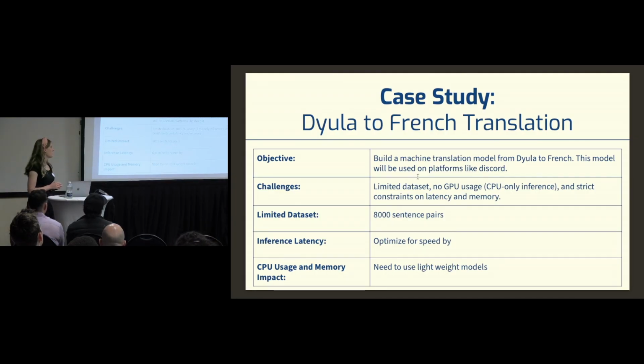The challenge, however, was that we had a limited data set. We could train on GPU, but we didn't have GPU usage for inference, only CPU inference. There were also quite strict constraints on latency, memory and a bunch of other things. The data set, like I mentioned, was very limited, with only 8,000 sentence pairs available. We had to optimize for things like inference latency, so we preferred things that might be a bit faster. We also had to consider CPU usage and memory usage, so lightweight models were preferred for this case.